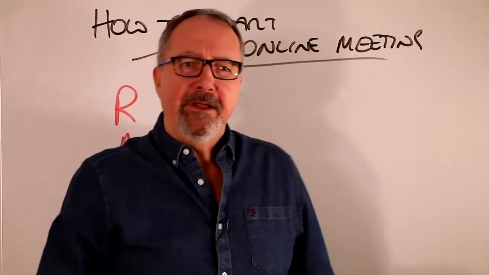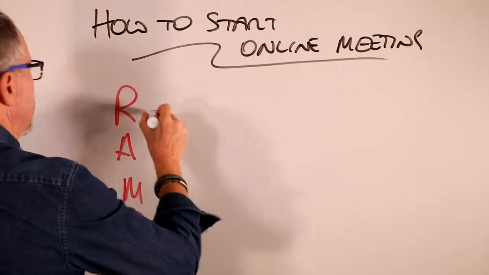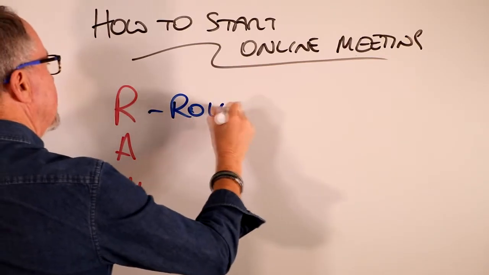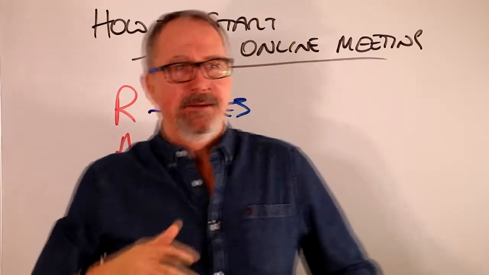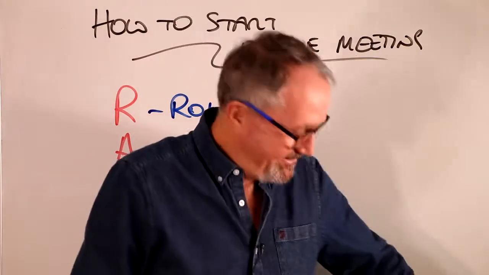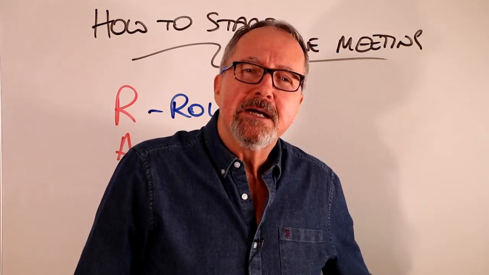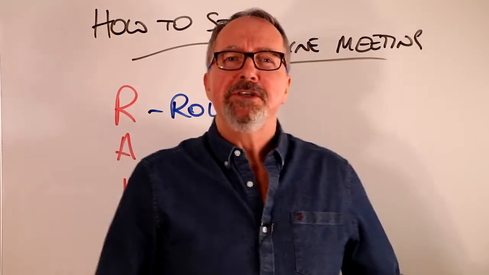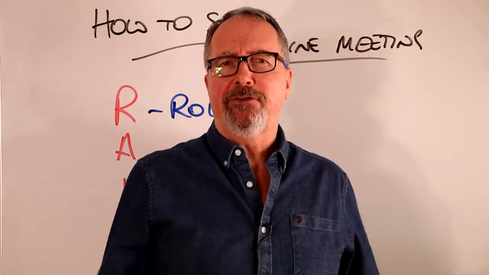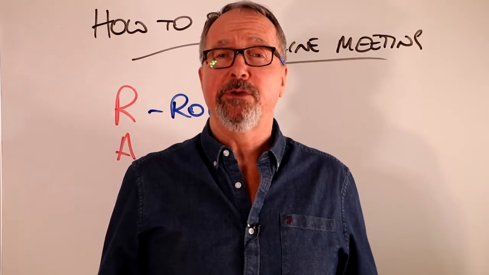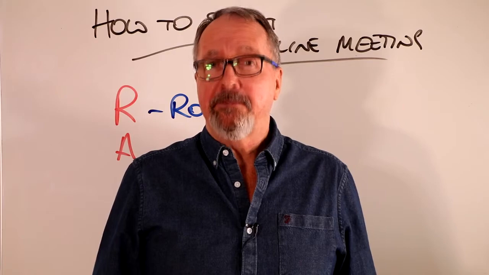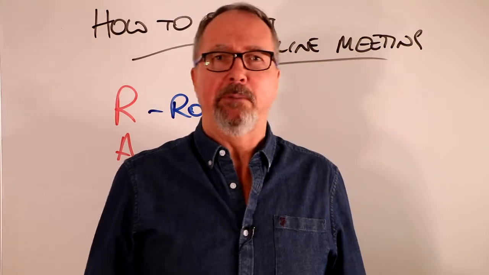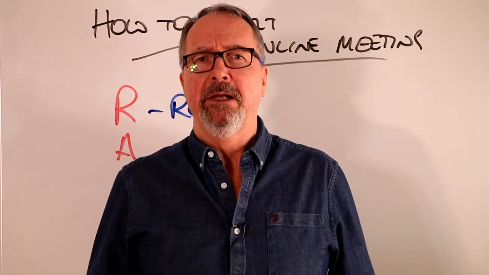Number one is the R. The R stands for roles. What you need to do when you start an online meeting is give people roles. Not like note taker or timekeeper, that's ridiculous. I'm talking about telling people what you want them to do. Do you want them to ask questions as you go along? Do you want them to turn audio on, turn video on? Set expectations, get them to put their video on. It's ridiculous when people don't have videos on or sound on in an online meeting.